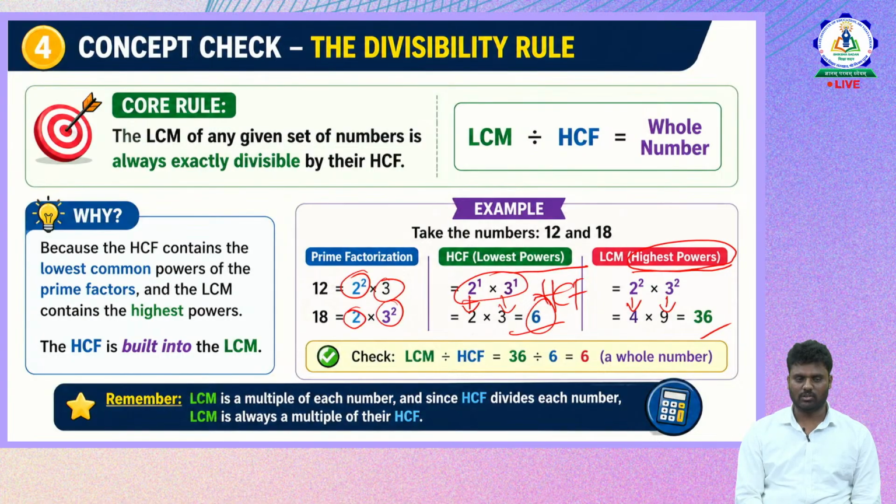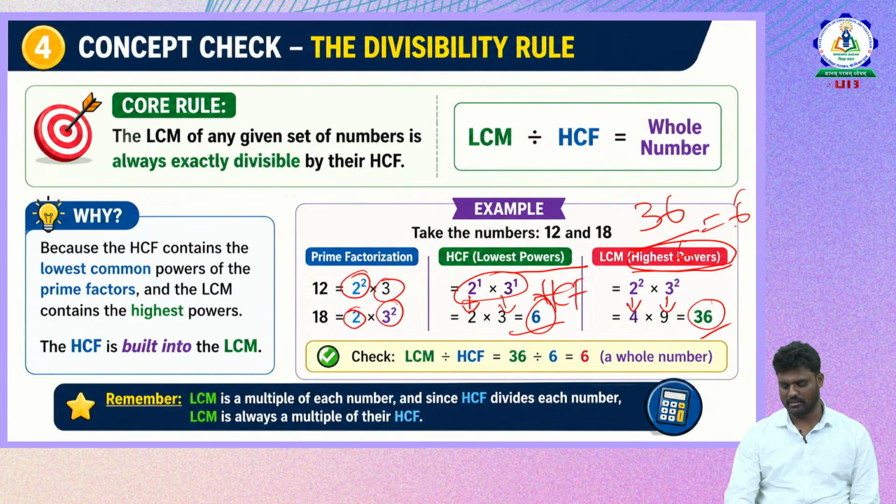Now what is the rule we need to apply? The LCM of any given set of numbers is always exactly divisible by their HCF. So what is the LCM here? 36. So 36 is always divisible by the obtained HCF. What is the HCF here? 6. 6 ones are 6, 6 sixes are 36. This is the whole number. So this is the concept which is applied in the previous question.